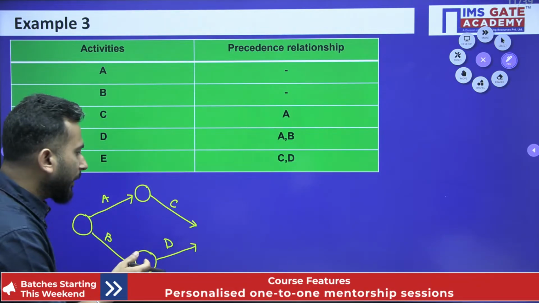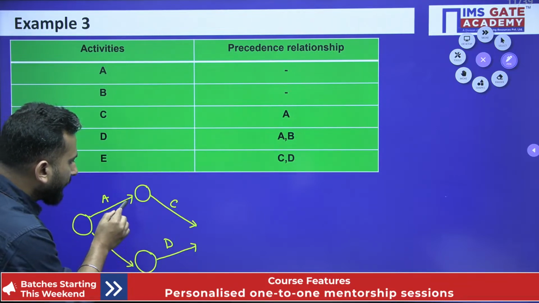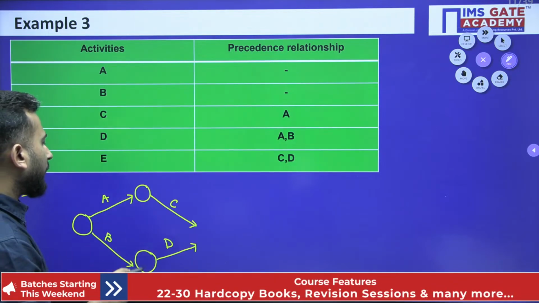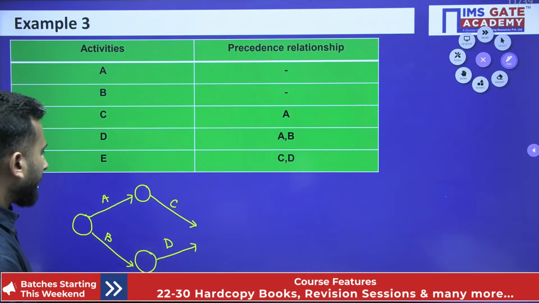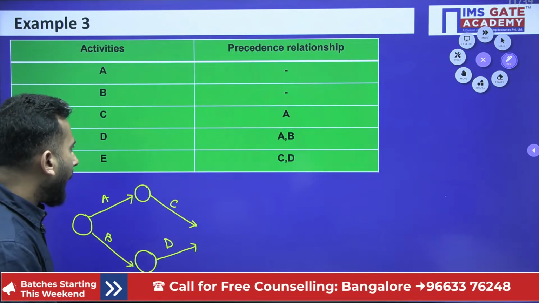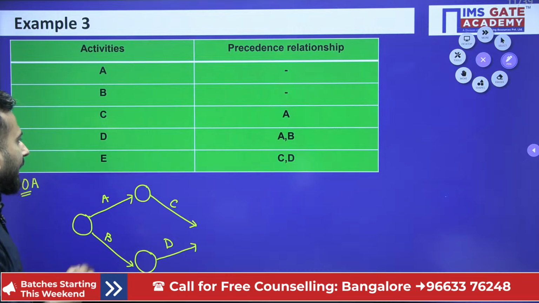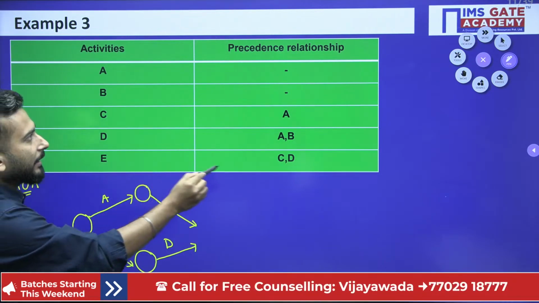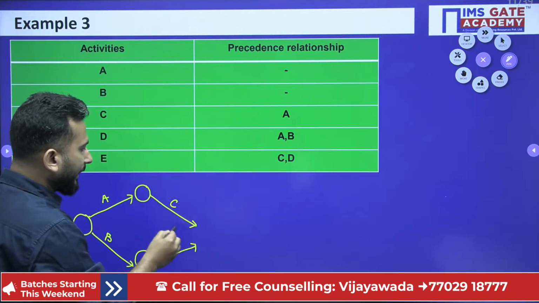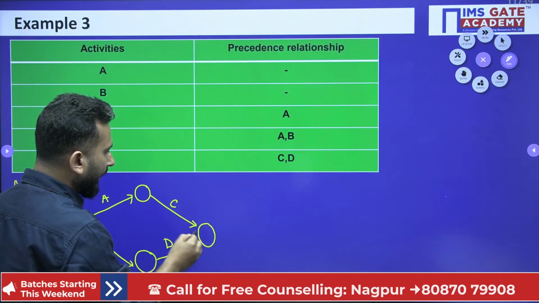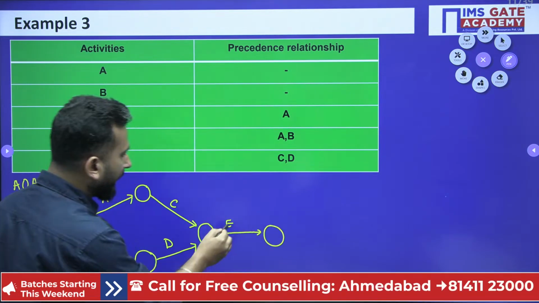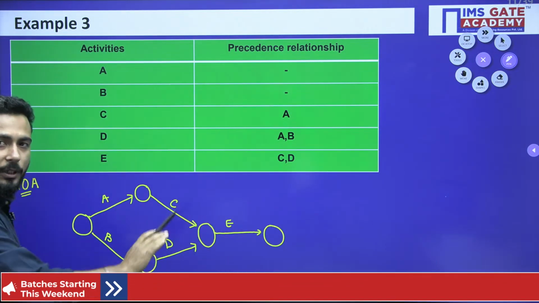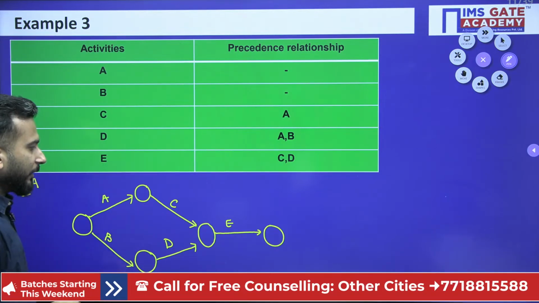Suddenly you are having problems in determining from where you should start. Any idea? See, finally E is there and its precedence relationship is CD. So I can just end them and draw E, the E activity. That is fine, that is the future one. But how to overcome this issue?